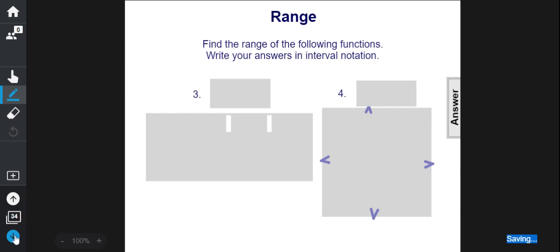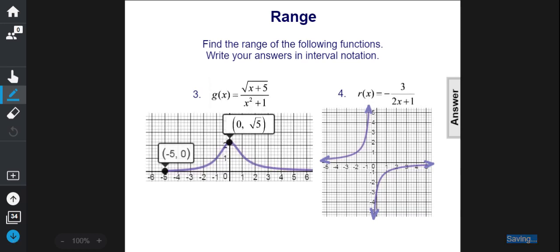Let's take a look at a couple more examples, and then I'm going to have you try. Suppose you have something a little more complicated: g of x is equal to the square root of x plus 5 over x squared plus 1. This is lots of fun. However, with the magic of technology, you can just go ahead and graph this in your graphing calculator or on Desmos, and you will get a graph such as this. This graph helps you identify the minimum and the maximum of your graph. Then we're just going to look for the lowest y value and the highest y value. In this case, our lowest y value would be 0, and our highest y is the square root of 5.